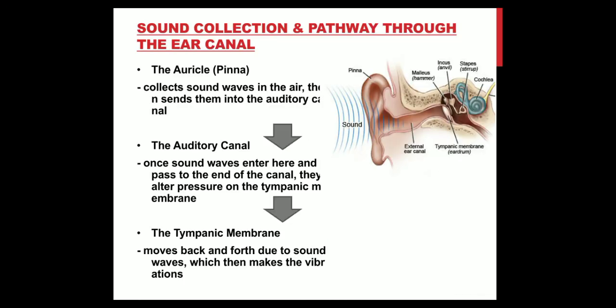Now let's talk about the pathways, the overall concept. Let's go in detail from beginning to last. The auricle, the pinna, collects sound waves in the air and sends them to the auditory canal. Once the sound waves enter and pass to the end of the canal, they alter pressure on the tympanic membrane. The tympanic membrane moves back and forth due to sound waves, which makes vibration.